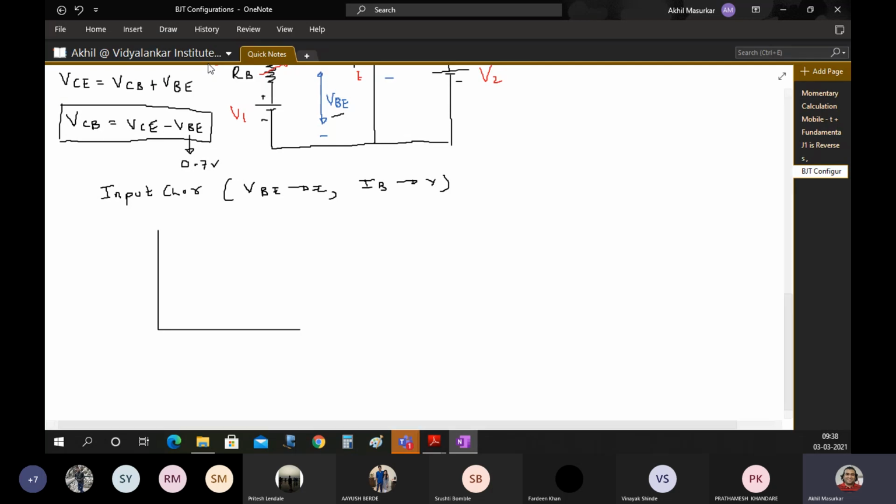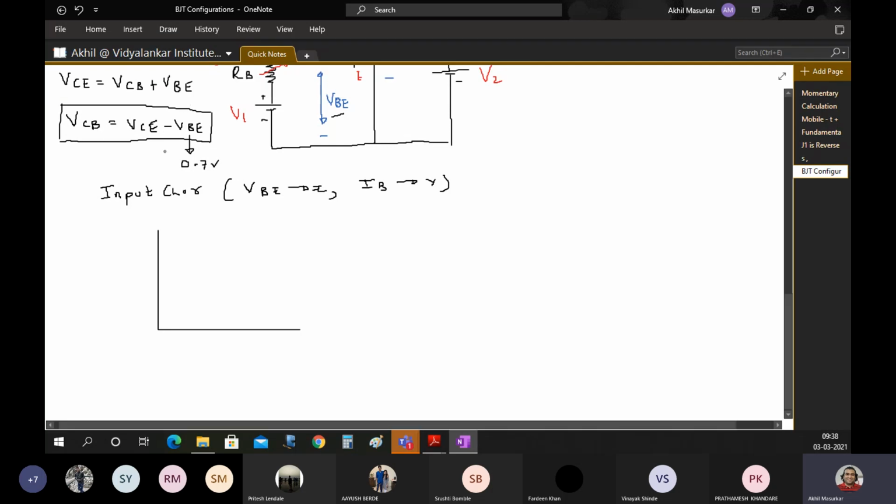So what you get here is, for a certain value of VCE, let's have three different values. Let's say it is 10 volts, let's say 20 volts, and let's say VCE is 5 volts. That means double, half. So let's draw with VCE equal to 10.